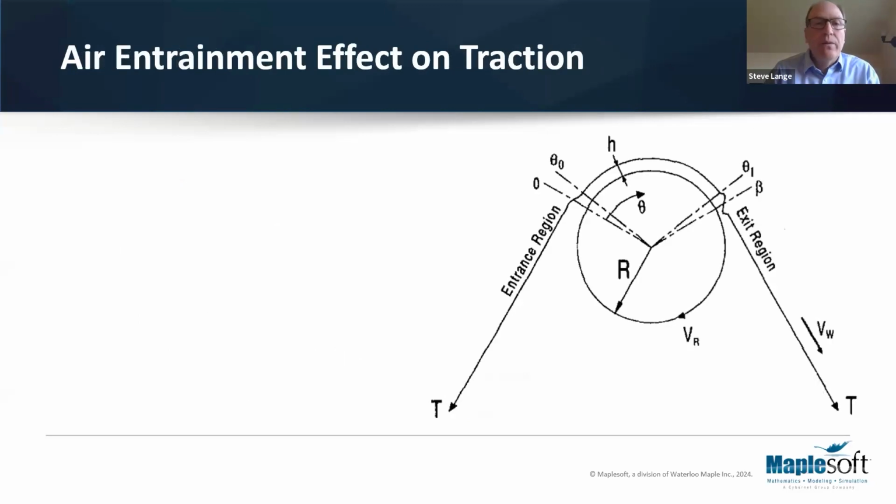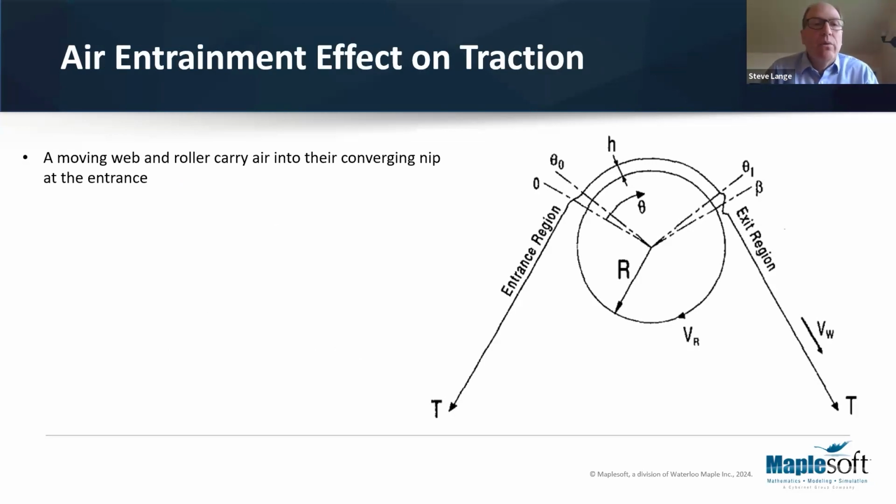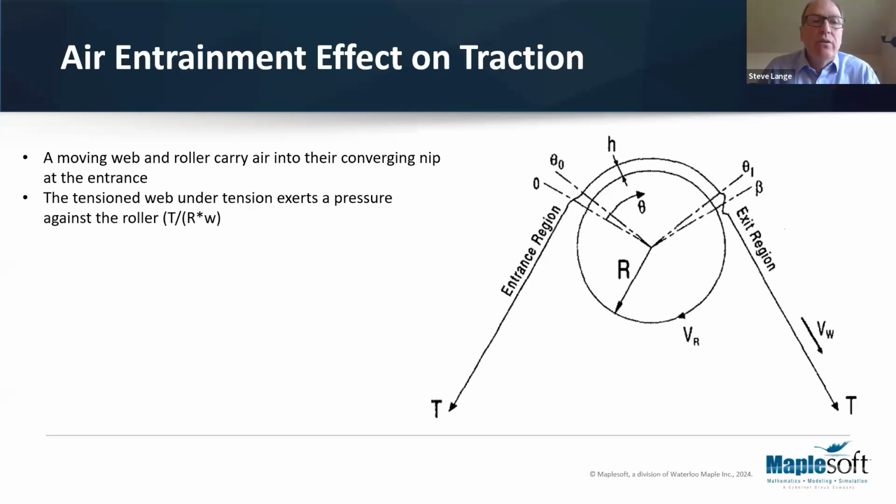Now, that coefficient of friction between the web and roller may be lower than you think if you have this problem with air entrainment. So a moving web and a roller both carry a boundary layer of air into this converging nip at the entrance of the web and the roller. And the tensioned web is exerting a pressure against the roller. So there's two different things fighting each other here.